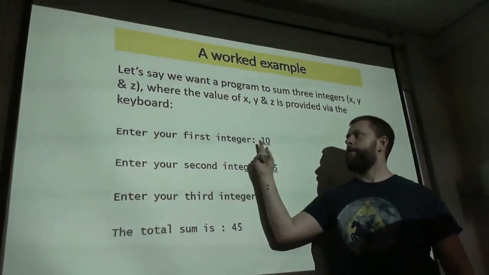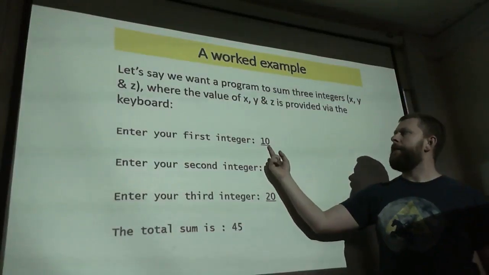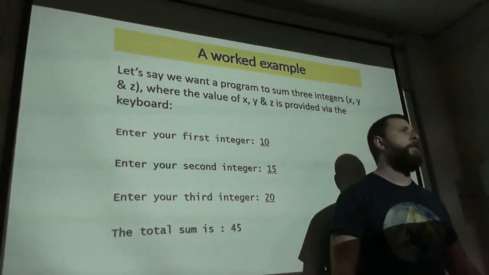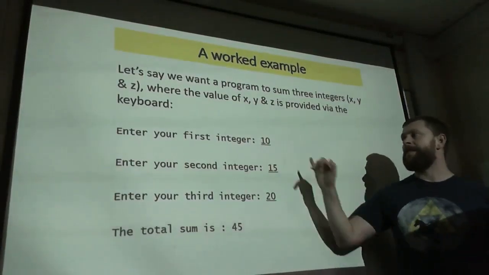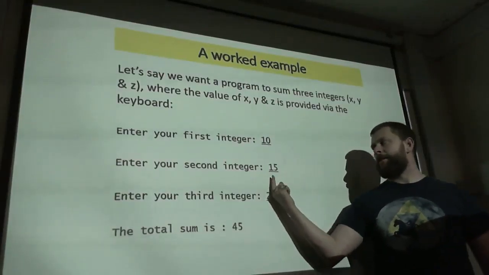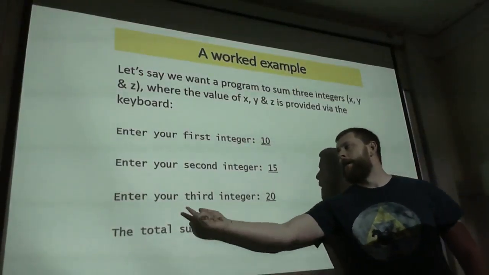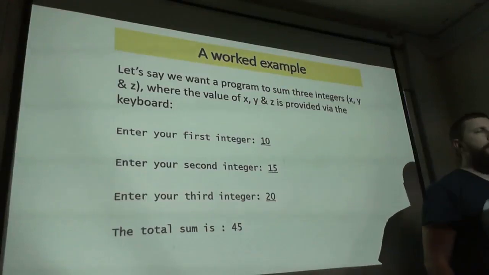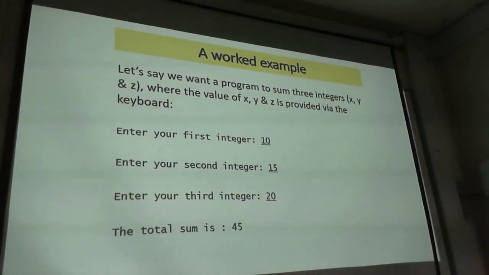Please enter your first integer, and the underlined text there is what the user has entered in. So the user can enter in the number 10. Please enter in your second integer. The user can enter in 15. Please enter in your third integer, and the user enters in 20. And then the last line there, the total sum is equal to 45, is our program adding up those 3 numbers.